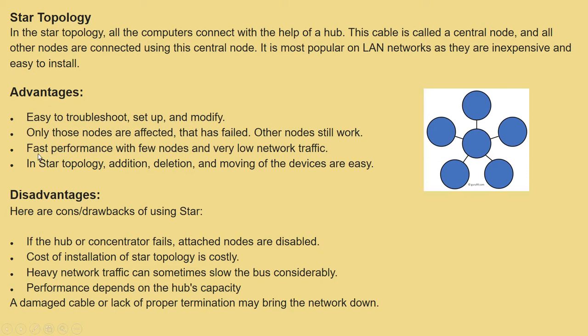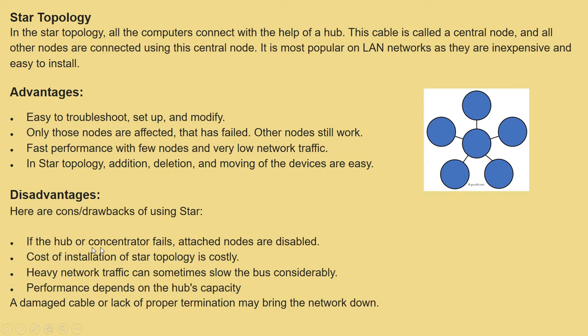And fast performance with few nodes and very low network traffic. Okay, means fast performance with few nodes and very low network traffic. In star topology, addition, deletion and moving of the devices are easy. Then what disadvantages are we getting from this star topology?